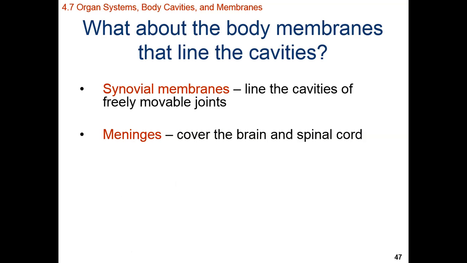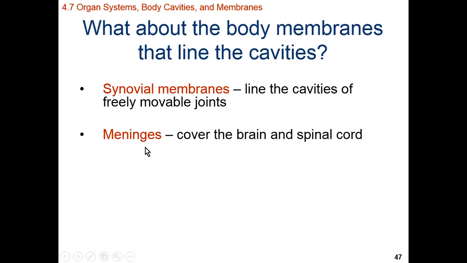We also have some membranes that are going to line our joints. Those are the synovial membranes that line freely movable joints. And our synovial membranes make a lubricating fluid known as synovial fluid. You can think of synovial fluid quite literally as elbow grease. It's what lubricates your elbow and the other major joints of your body.